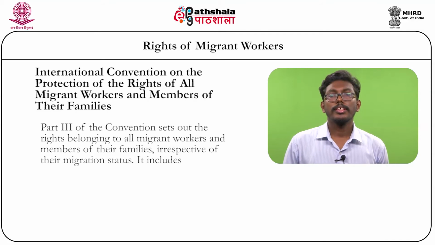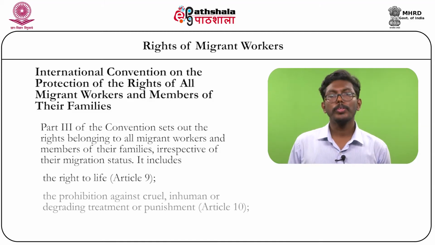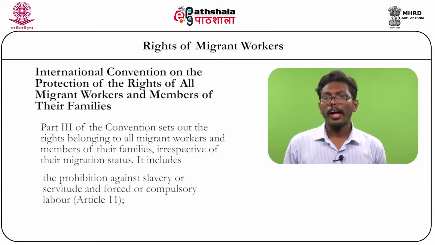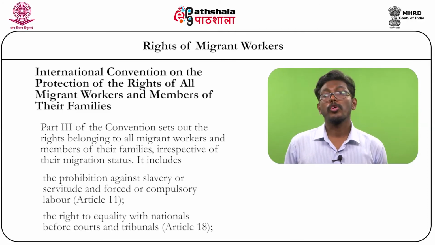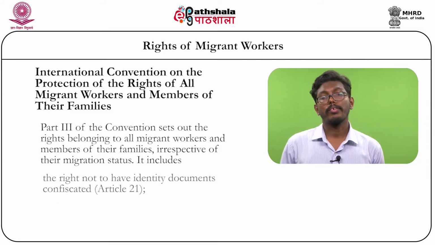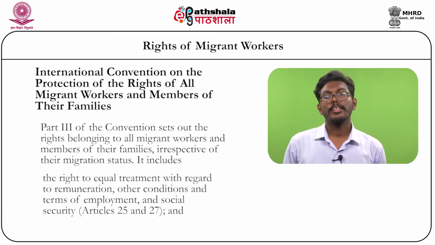Part 3 of the convention sets out the rights belonging to all migrant workers and members of their families irrespective of their migration status. It includes the right to life, which is provided in Article 9, the prohibition against cruel, inhuman or degrading treatment or punishment, which is in Article 10, the prohibition against slavery or servitude and forced or compulsory labor in Article 11, the right to equality with nationals before courts and tribunals, the right not to have identity documents confiscated, which is given in Article 21, and the right to equal treatment with regard to remuneration, other conditions and terms of employment and social security, which is given in Articles 25 and 27.